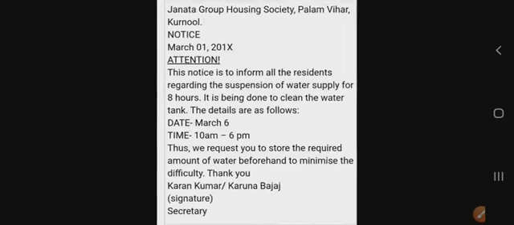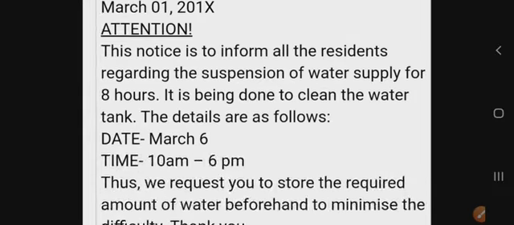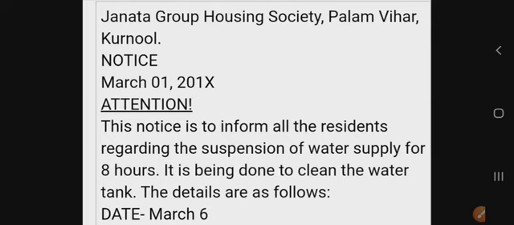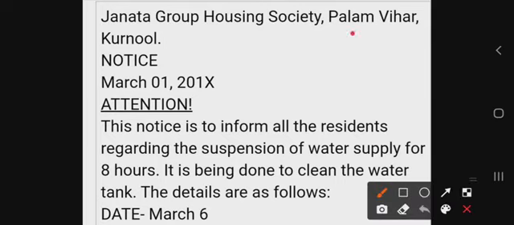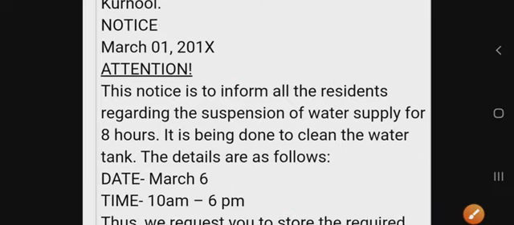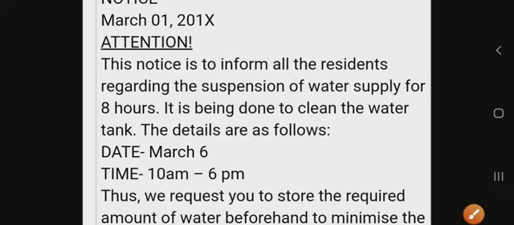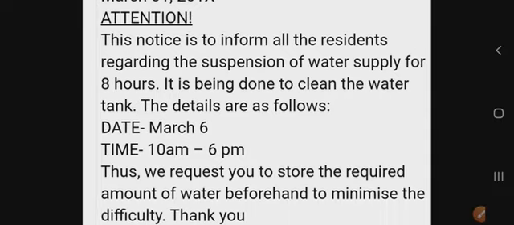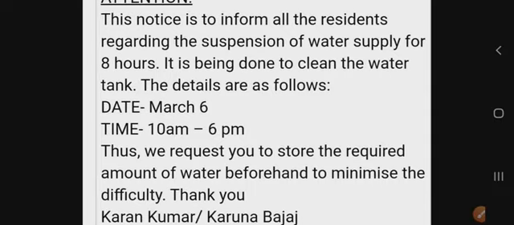So here's the answer. First of all, the name of the institution, then notice, then date, then heading, which is not given: attention. This notice is to inform all the residents regarding suspension of water supply for 8 hours. It is being done to clean the tank. The details are as follows.